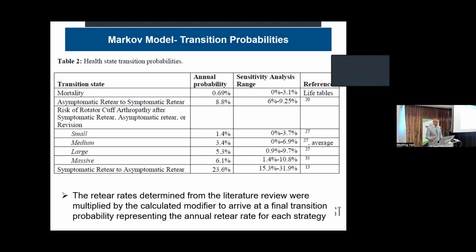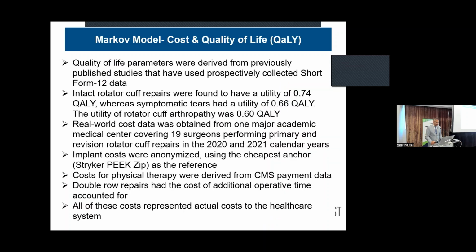And here are the statistics that we came up with in terms of percentages for annual probability based on the Markov model. Mortality, you can read what it is, and based on tear size, the re-tear rates, and we included asymptomatic to symptomatic, and then symptomatic to asymptomatic. And then the number one adjuster that we used was quality adjusted life year, and this is used to justify the cost in the Markov model.